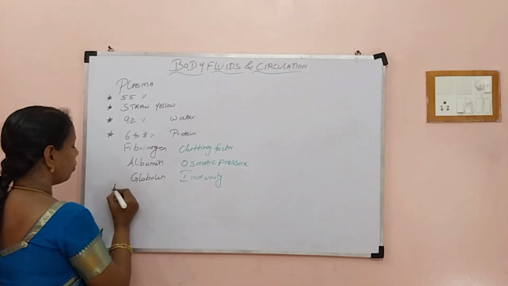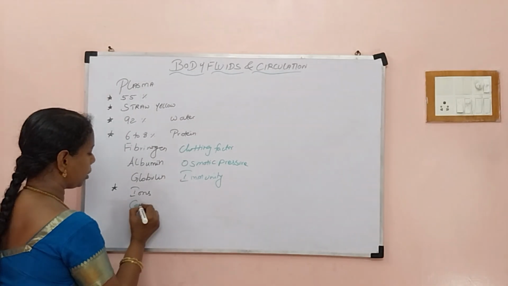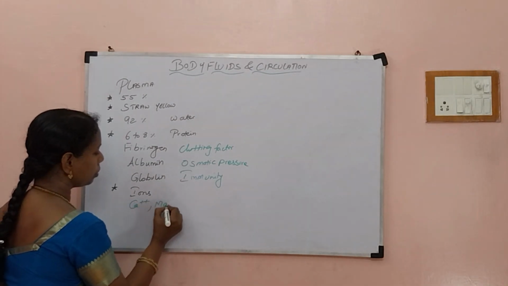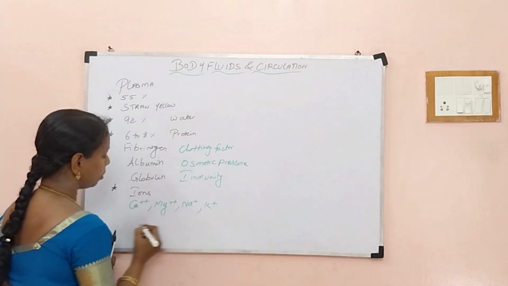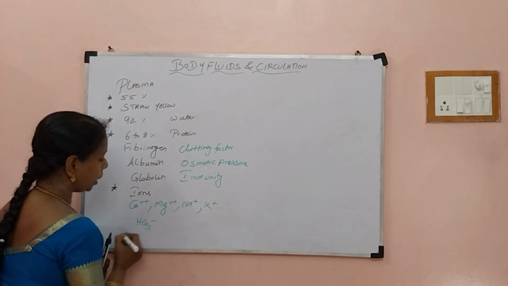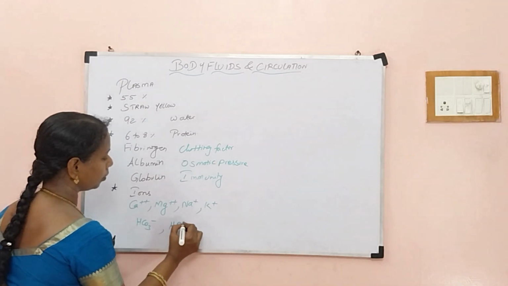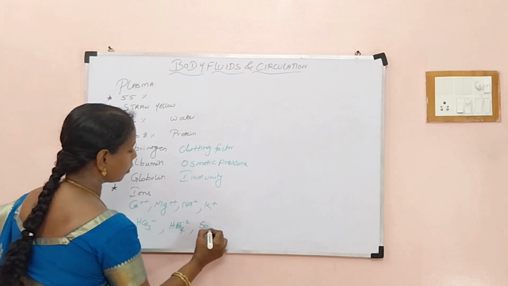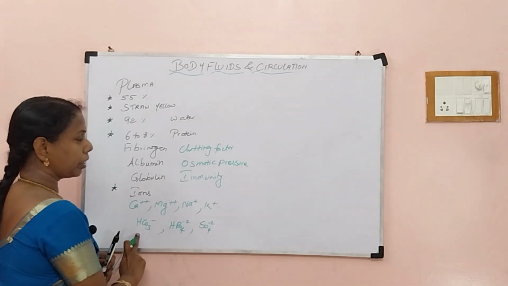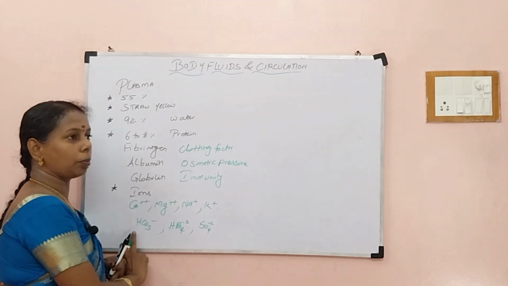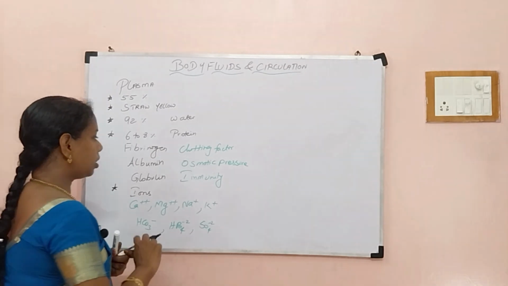Apart from that, we find ions. So what are the ions we find? We find calcium, magnesium, sodium, potassium, bicarbonate, phosphate, hydrogen phosphate, sulfate. So these are the ions. Of course, when bicarbonate is there, you know you have carbonic anhydrase and also it maintains pH. Okay, so these are ions.